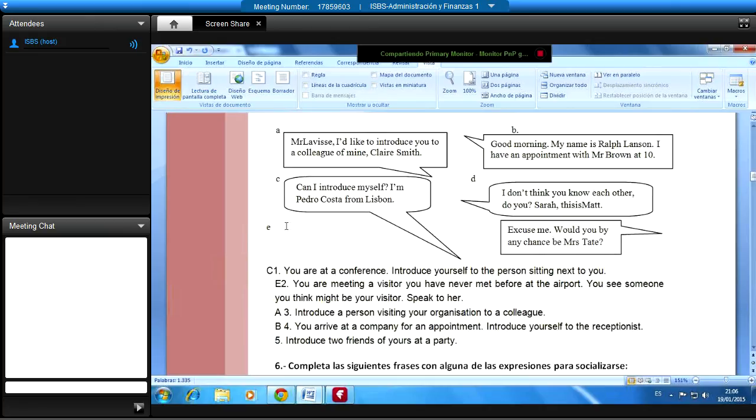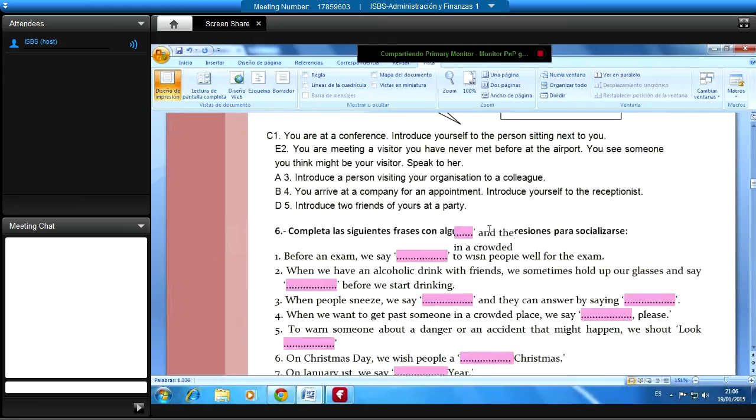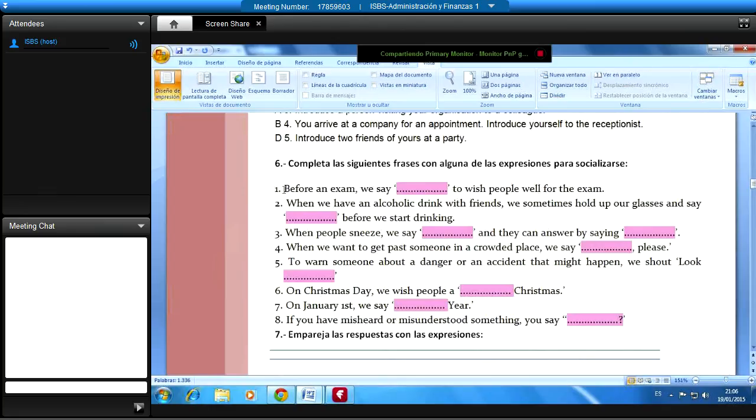And this is finally just the last one. Introduce two friends of yours at a party. It's the most informal, the most colloquial situation, which is this one, okay? I don't think you know each other, do you? Sarah, this is Matt. Matt, this is Sarah. So this is like the most direct way of introducing people.